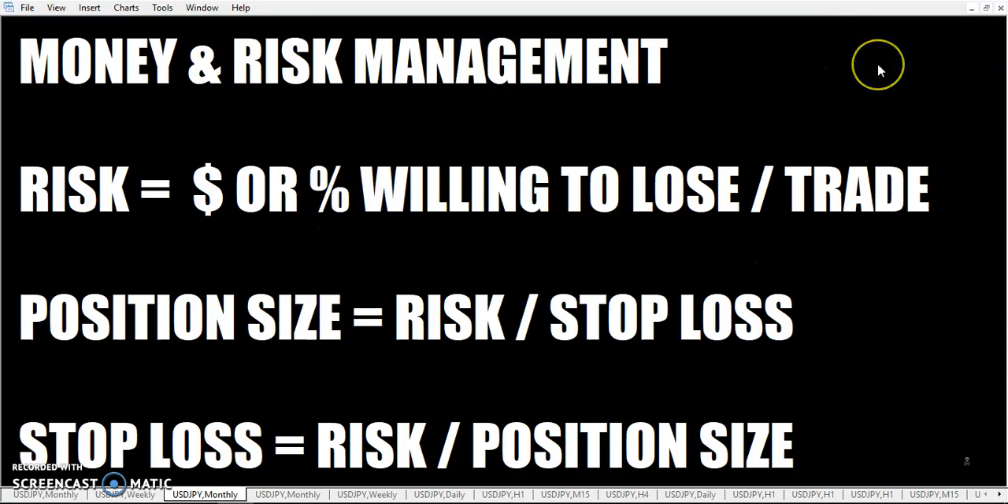So let's say you have a $1,000 account and you don't want to lose more than 2% per trade. So that would be $20. 2% of your 1,000 would be $20. So now you've got $20. So if you play for $1 a pip, then you have to put your stop loss at 20 pips. It's that simple. And if you don't do that, then you're probably going to blow your account. So that's the first step in how to make money trading.